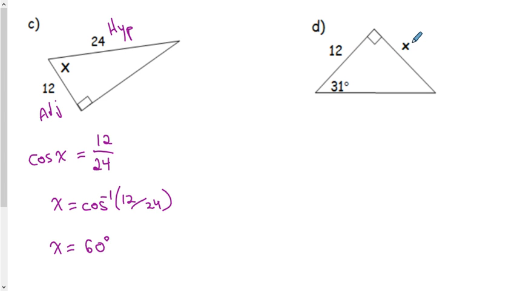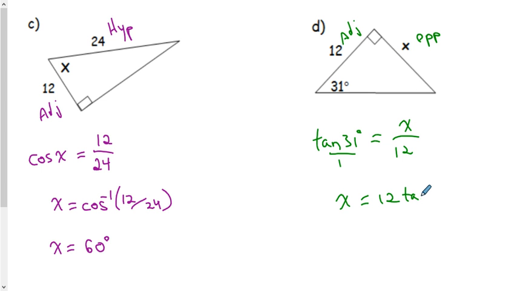My angle is 31. This is my opposite side. This is my adjacent side. My hypotenuse I don't care about. Opposite over adjacent, that's tangent. So my opposite side is x, my adjacent side is 12. Do my cross multiply game. 1 times x is x. 12 times tan of 31. Multiply those together and I get 7.2 if I round it off to 1 decimal place.